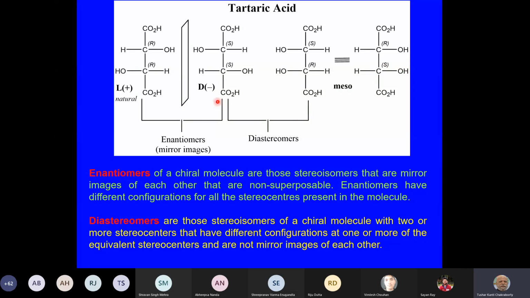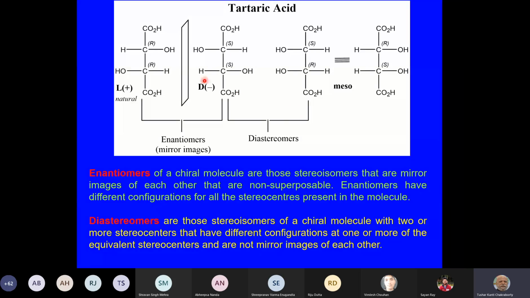And you can see that these 2 I have called enantiomers. This is a complete mirror image of this one. So all chiral centers of one molecule are different from the chiral centers of its mirror image. Enantiomers of a chiral molecule are those stereoisomers that are mirror images of each other and that are non-superimposable. Enantiomers have a different configuration at all the stereocenters present in the molecule.